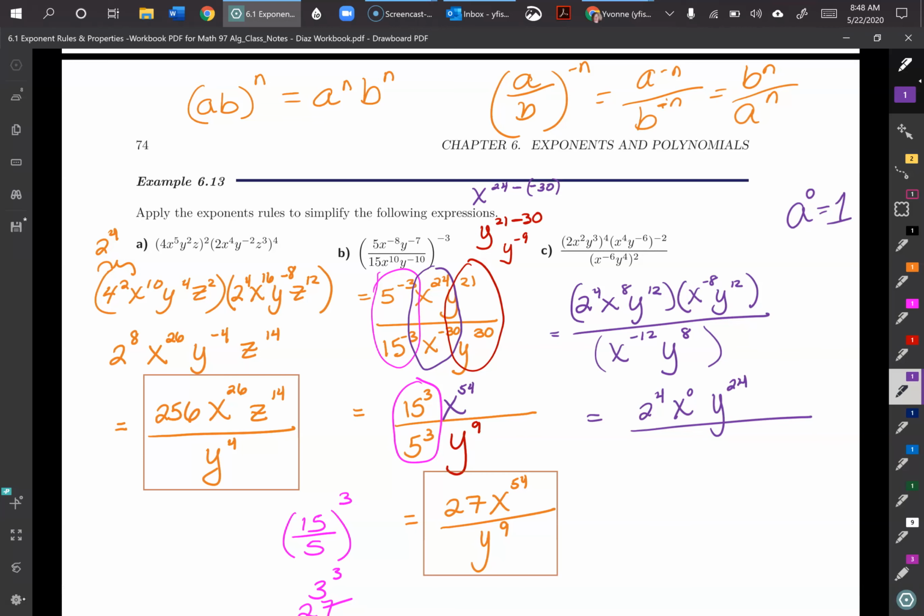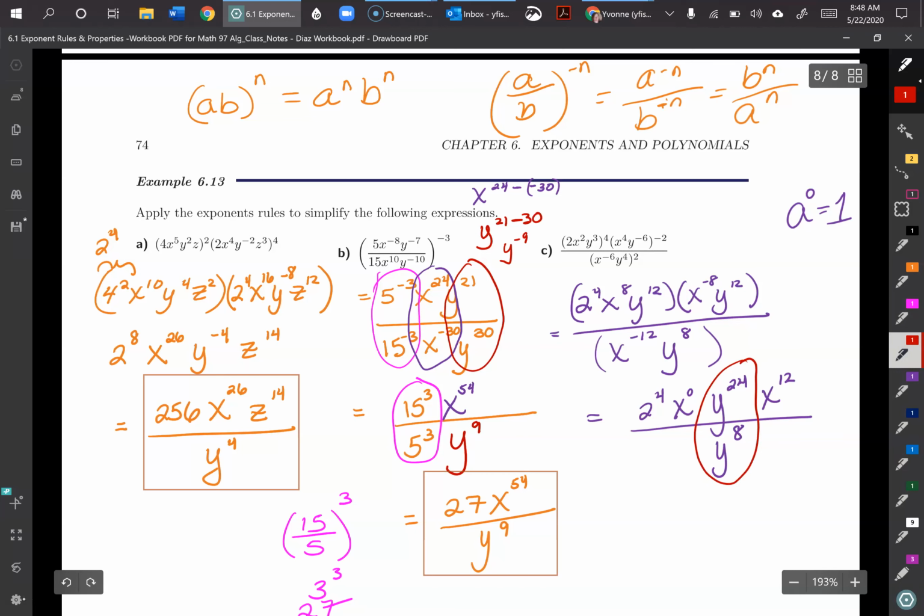Now underneath, I'm just going to look here that x to the negative 12, that can come up to the numerator. And the y to the 8th, I want to simplify with this here. So if I have y to the 24th minus 8 in this case, because it's a quotient, I'm going to have y to the 16th on that one.